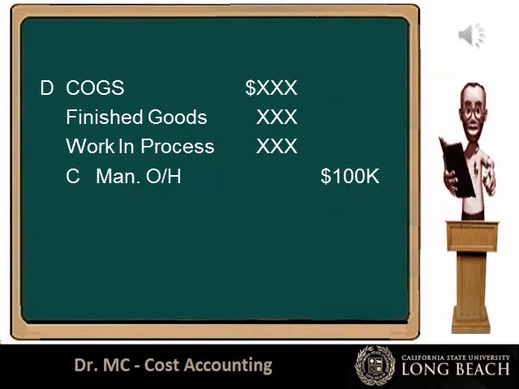If the variance was immaterial, you would complete the journal entry by debiting cost of goods sold. Here, however, we are assuming that the variance is material, so you would complete the journal entry by debiting work in process, finished goods, and cost of goods sold.